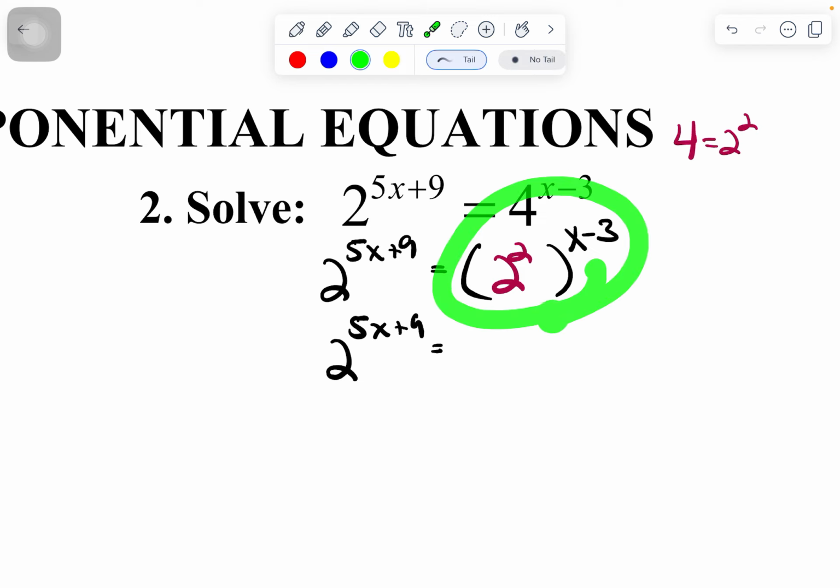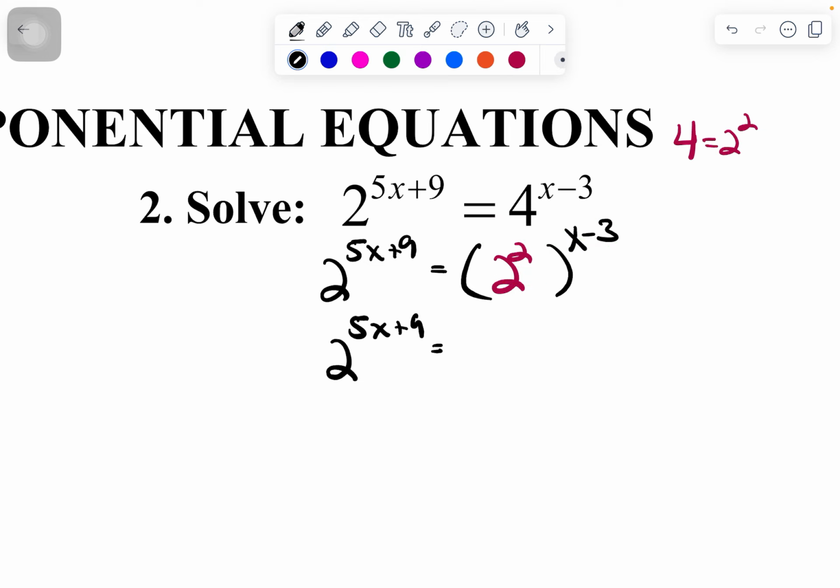Now on the right side over here, I have my, what's that called? Product rule. No, power rule. Power rule, that's the one I'm looking for. Sorry about that. So power rule says, what am I going to do when I have a power raised to a power? And the answer is I'm going to multiply. So that base 2 is going to stay a base 2. But now I need to take this power of 2 times x minus 3.